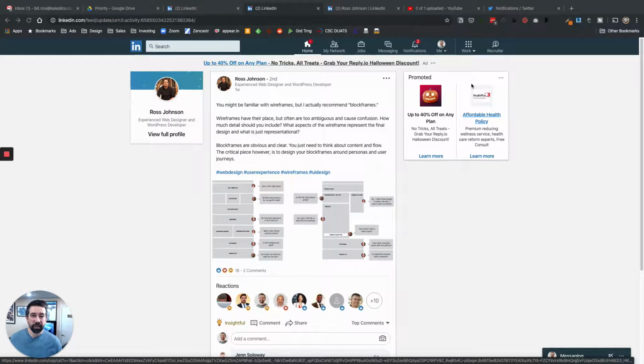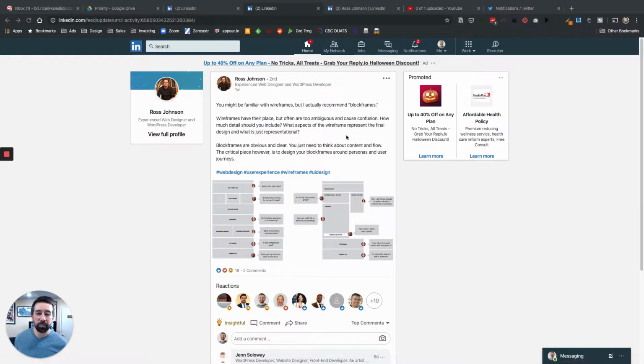Okay, I shared out earlier this morning this particular post. It's a post by Ross Johnson. He's a designer and agency owner out of Ann Arbor, and I follow him. If you don't, you should follow him. He's a super smart guy. And he did this post about his concept of using what he calls block frames. And it's simply a portion of the web design process.